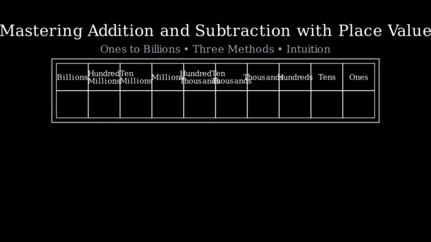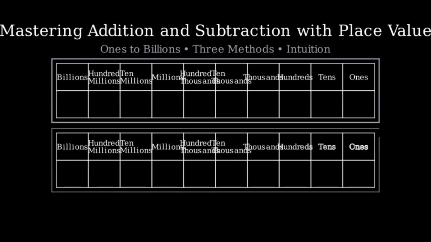Here is a 2-row table from ones all the way to billions. The top row names the places, and the bottom row will hold digits. Let's read a few examples to see how each place contributes to the whole number. First, 7 is just 7 ones. Next, 42 means 4 tens and 2 ones. Next, 305 means 3 hundreds, 0 tens, 5 ones.